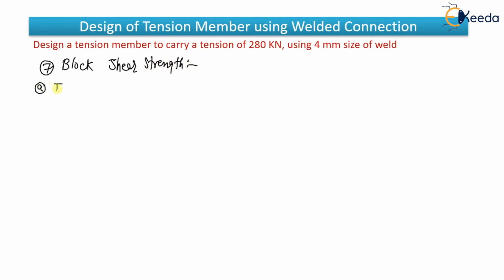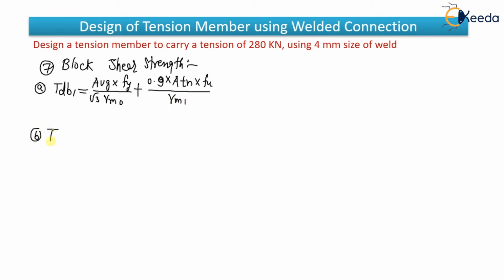So we have two formulas for that, TDB1 and TDB2. Let me put the value of TDB1 first. It is AVG into Fy divided by root 3 gamma m0, plus 0.9 into ATN into Fu divided by gamma m1. This is your TDB1. What about TDB2?